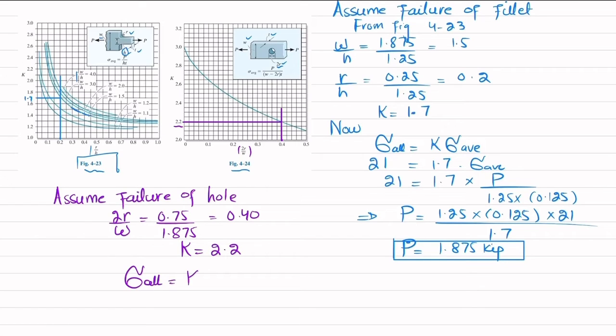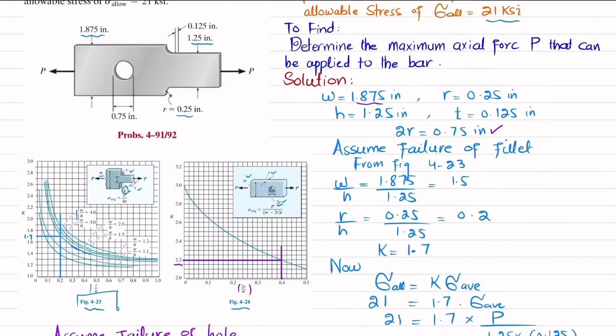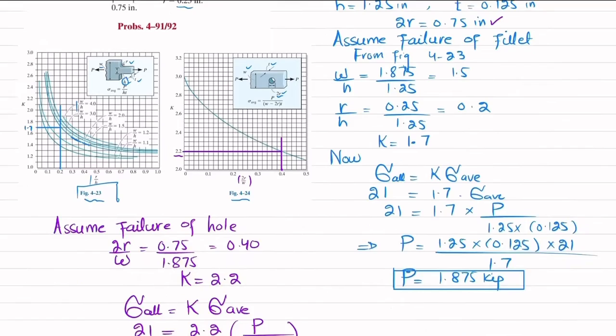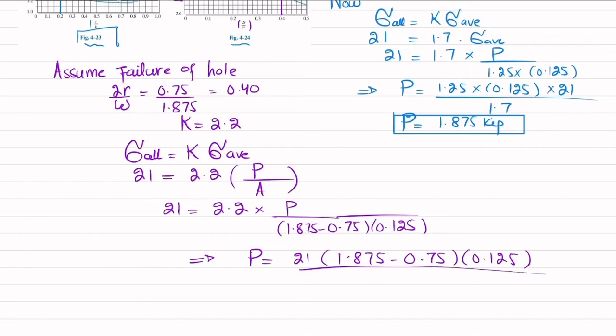Now we know that allowable stress is equal to stress concentration factor times sigma average. So again, this is 21, this is 2.2 times P divided by area. Clear? So 21 is equal to 2.2 multiplied by P. Now you can see for this hole, there is a hole and there is axial loading. So the area will be equal to 1.875 minus the diameter of the hole, times the thickness 0.125. That will give you this portion and this portion. Clear? Because in tension, this hole does not take any load. So we will write P divided by area, where area is 1.875 minus the diameter of the hole, 0.75, times the thickness, 0.125. So if you calculate for P, P will be equal to 21 times (1.875 minus 0.75) times 0.125 divided by 2.2.